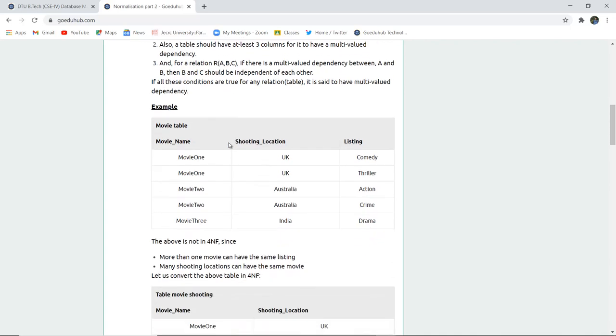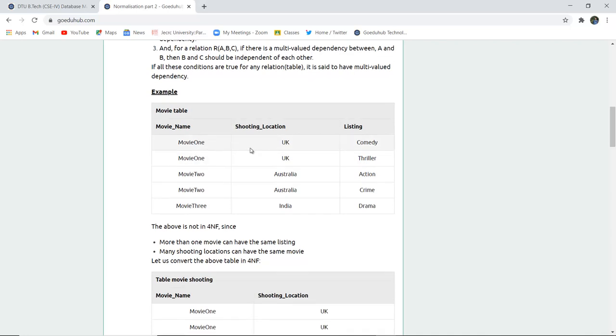For example, take this movie table, having the attributes movie name, shooting location and listing. Movie 1 is shot in the UK, with listing comedy. Similarly, movie 1 is also shot in the UK and the listing is thriller. Movie 2 is shot in Australia with a listing of action, and movie 2 also has Australia with the crime genre. Similarly, movie 3 is shot in India and is drama.